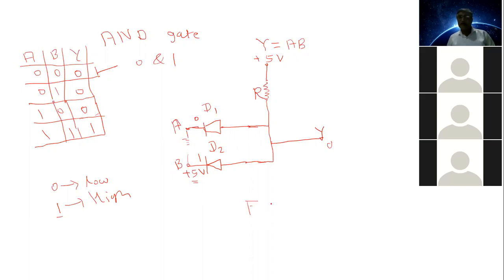Forward bias, what did I tell you? Remember PPNN. High voltage. Positive voltage to P, that is anode. Negative voltage to N, that is cathode. Low voltage to cathode, high voltage to anode. If this is satisfied, then the diode is forward biased.